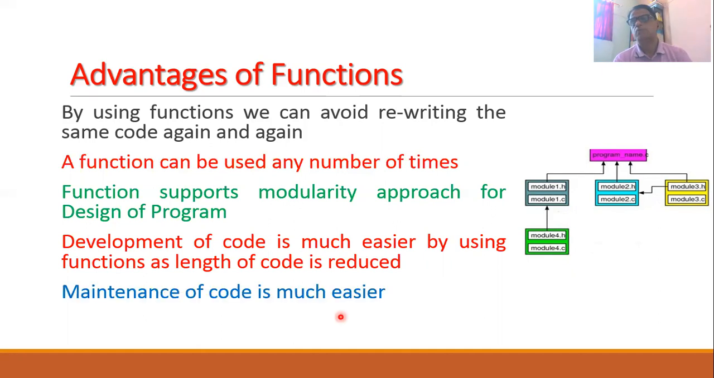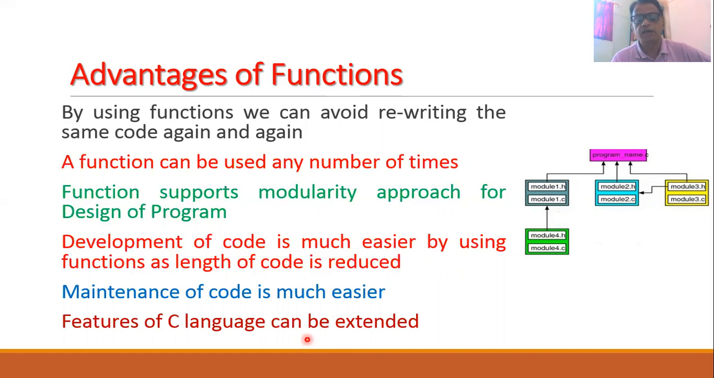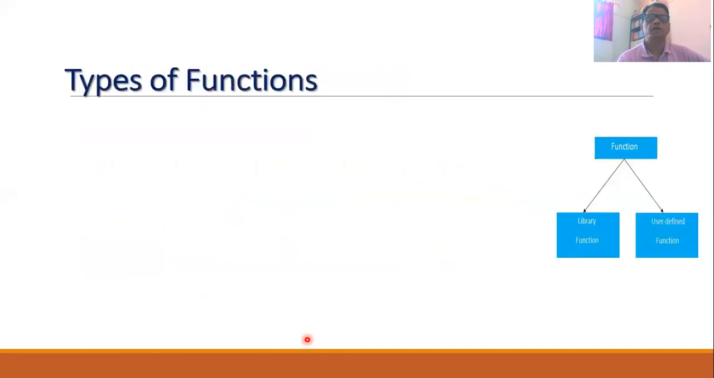The maintenance of the code is also much easier. You will find that regular maintenance of any program is required, and several times we need to repair some part of the program. When the program itself is written in modular form, its maintenance becomes much easier. When we write several functions for different functionalities, then basically we are enhancing the features of the C programming language.